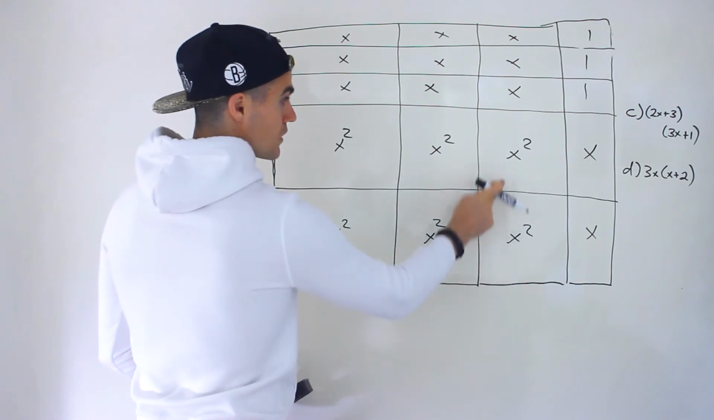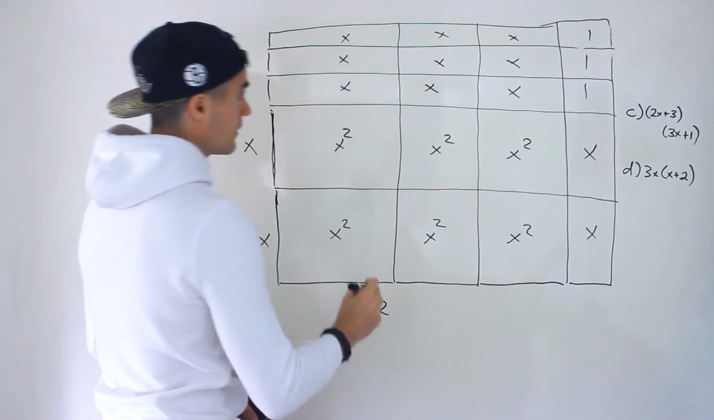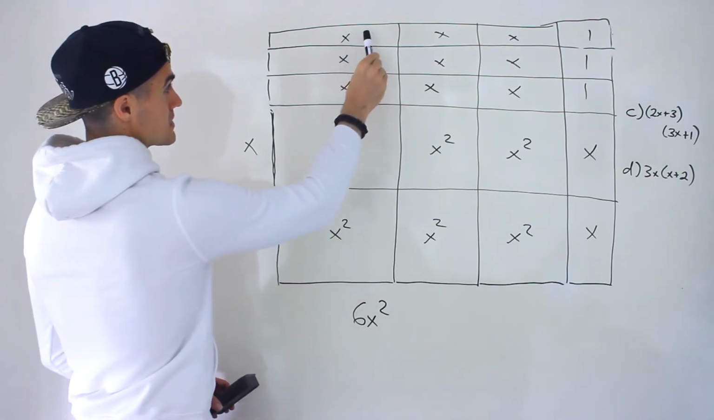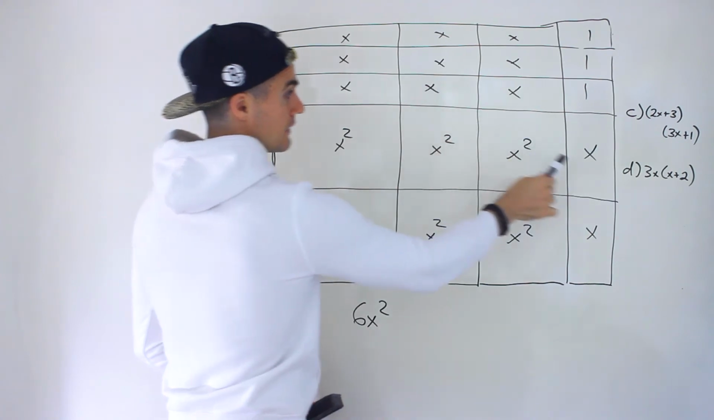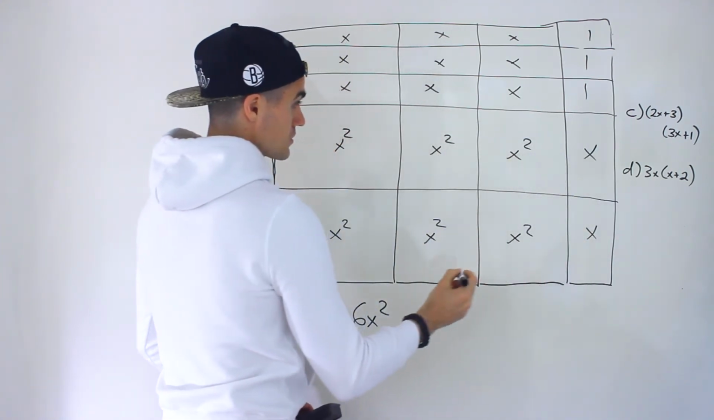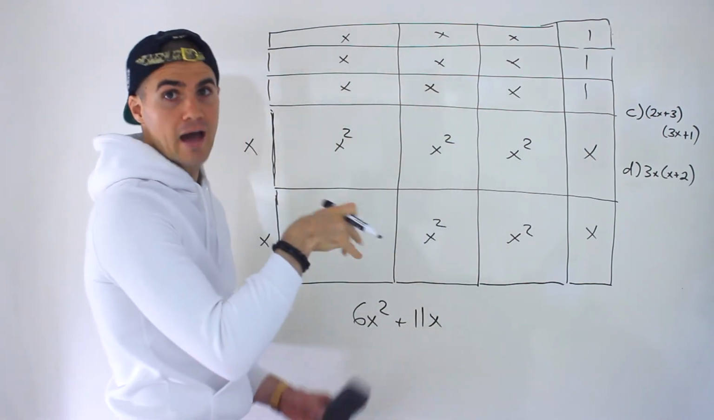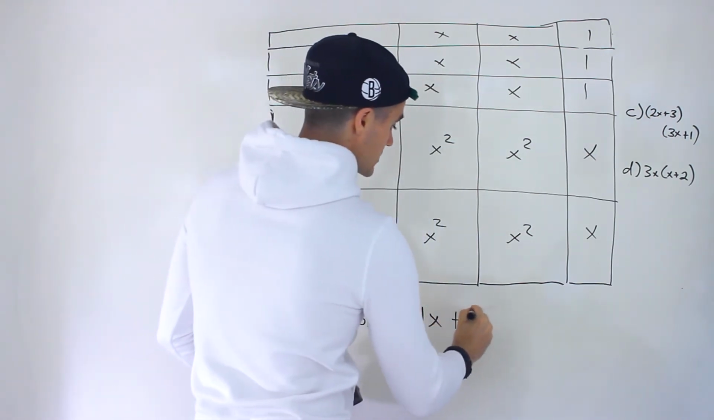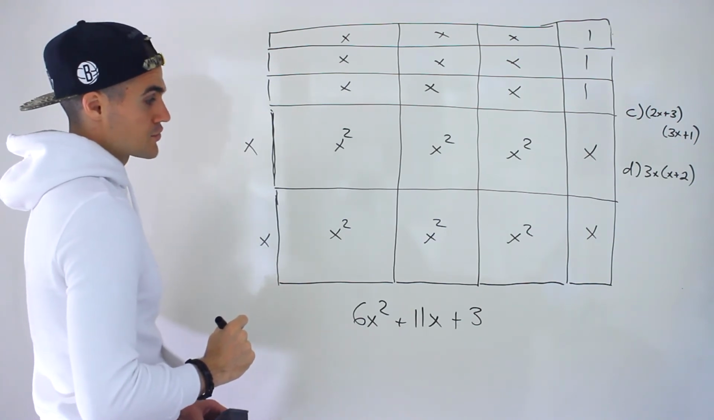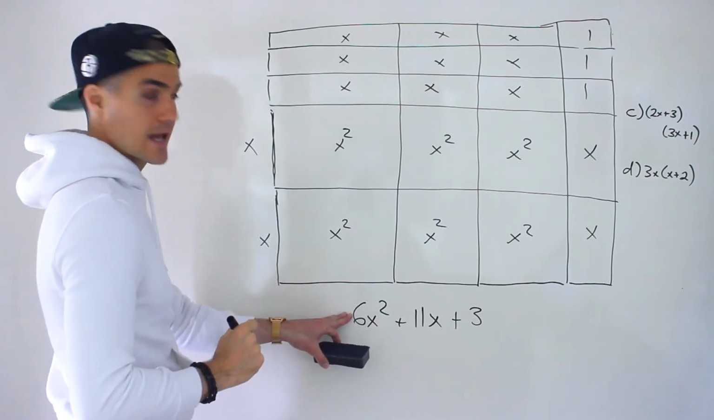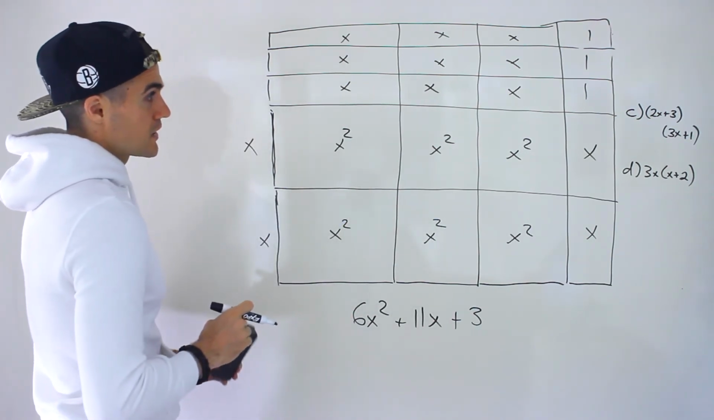So how many x squares are there? 1, 2, 3, 4, 5, 6. So we'll have 6x squared. How many x's? 3 by 3, so there's 9 over here. And then we have 2 more over here, so it's 11 of them. So we'll have 11x. And then we have 3 ones, so we'll have a plus 3, like that. Right, so this one's a fairly larger diagram, but this ends up being the product that we get when we model it with algebraic tiles.